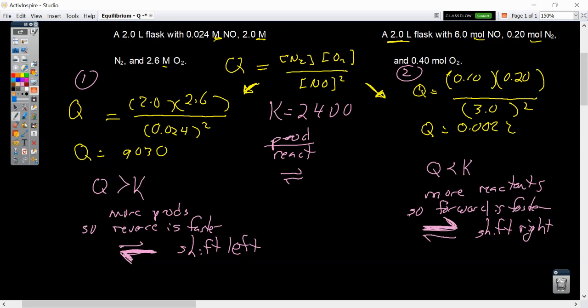If you don't like thinking, don't want to think about this stuff, the hint is always given to you. That little puppy there, that little puppy there, those pointers always point in the wrong direction. It's the other way that the reaction is shifting.